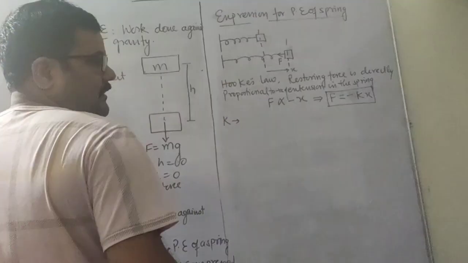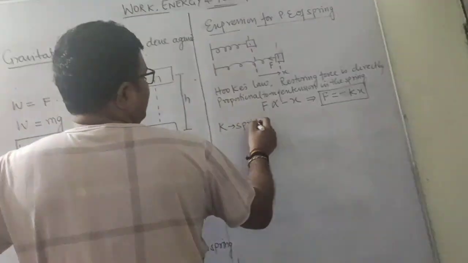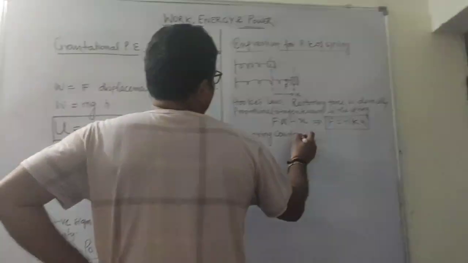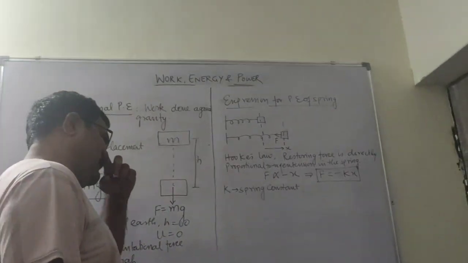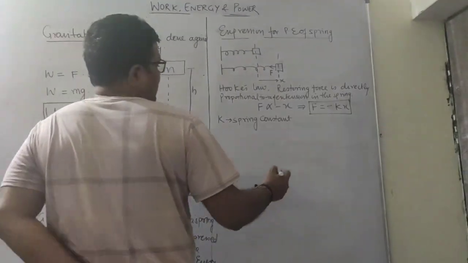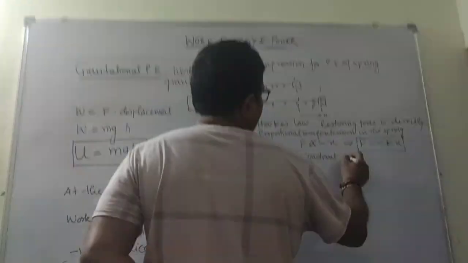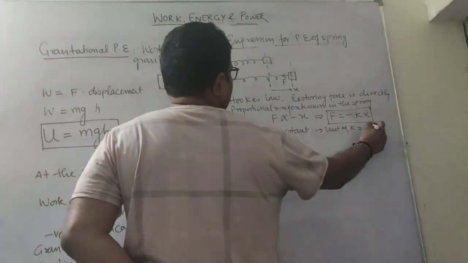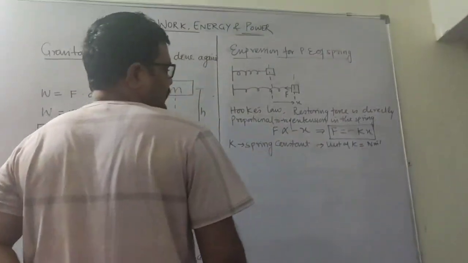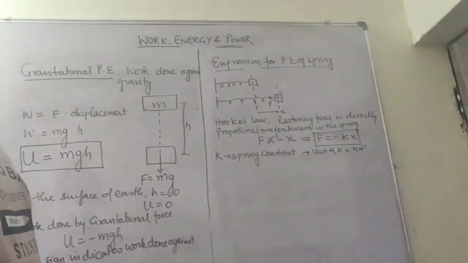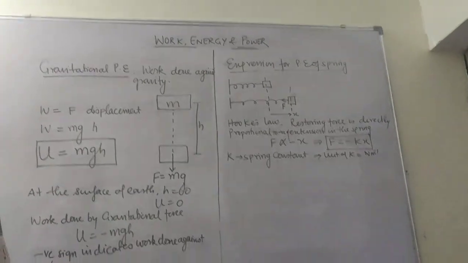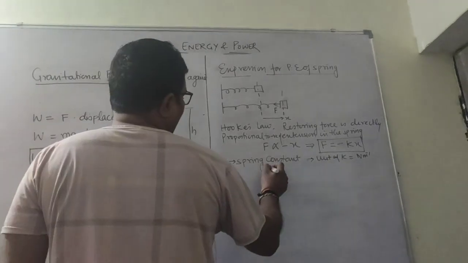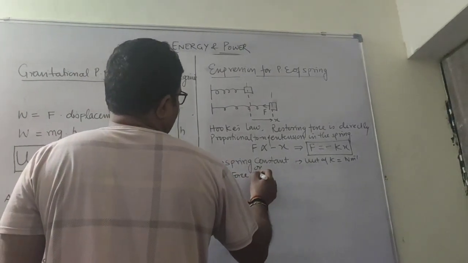where k is a new term. You have seen that in dimension. k is known as the spring constant, which depends on the material of the spring and the temperature of the spring. The spring constant has unit of Newton per meter or dyne per centimeter. It is also known as force constant, spring constant or force constant.